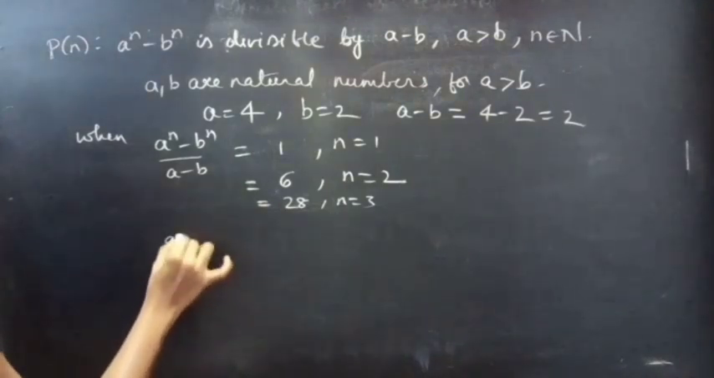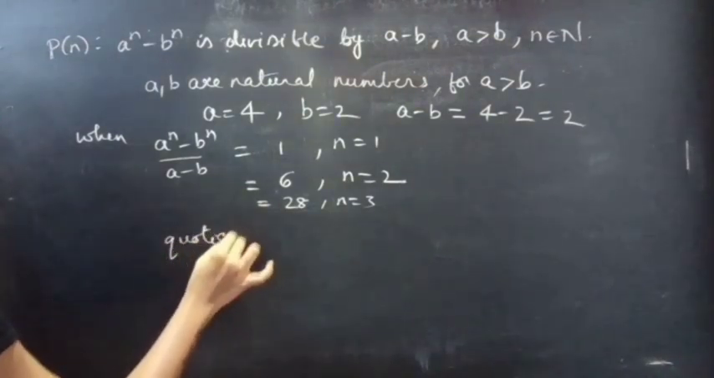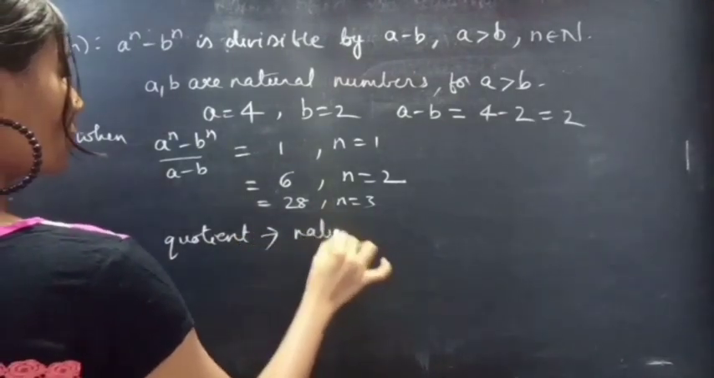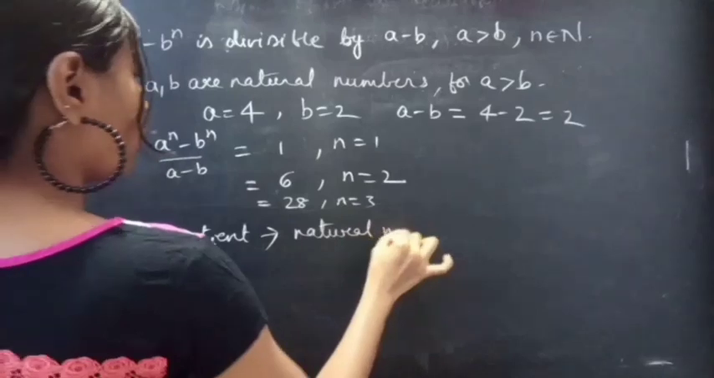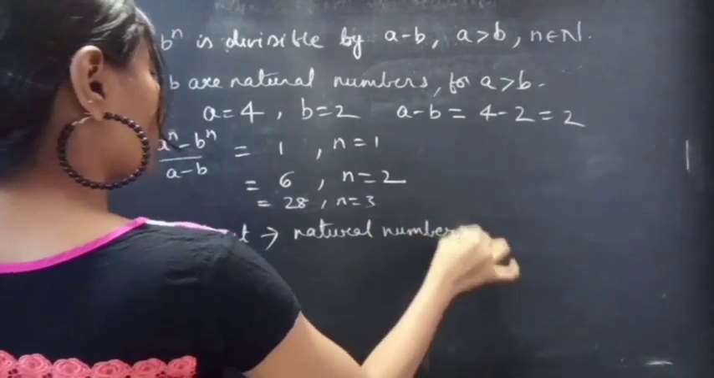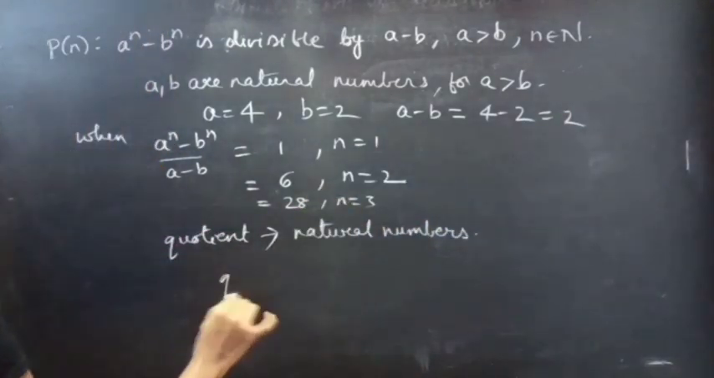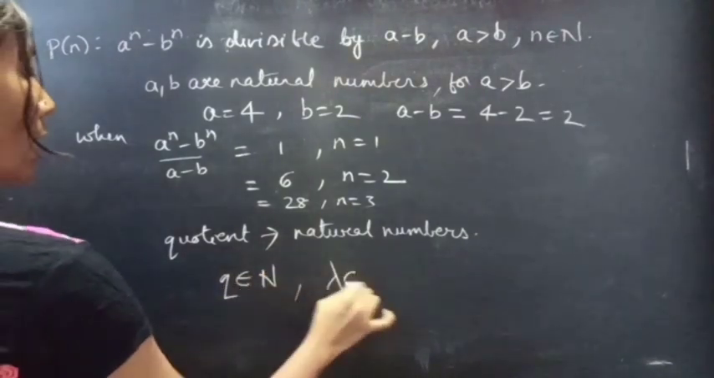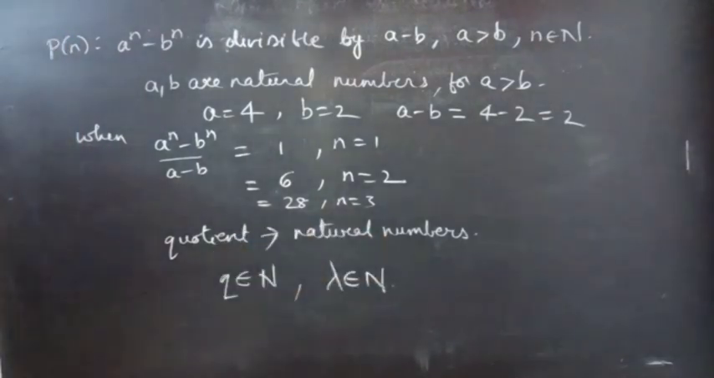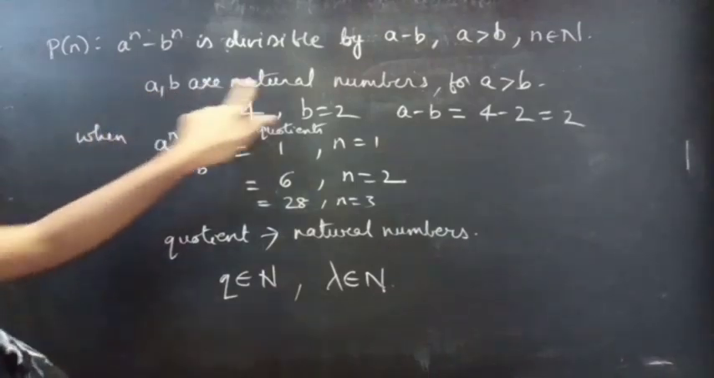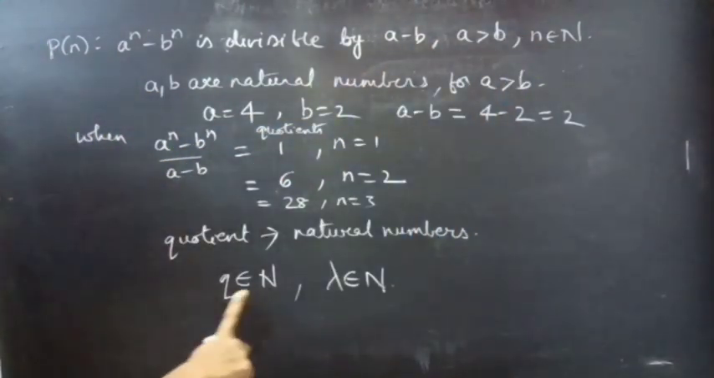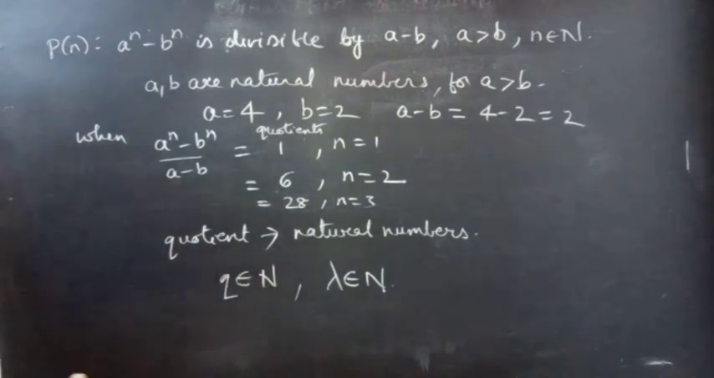Then we'll get all the quotients which belong to natural numbers. So we can say that Q belongs to natural numbers and also lambda belongs to natural numbers. So whenever a, b are natural numbers, for a greater than b, we'll get a quotient which belongs to natural numbers.